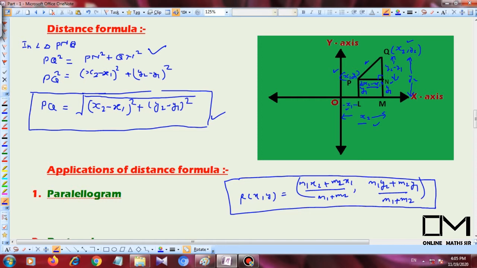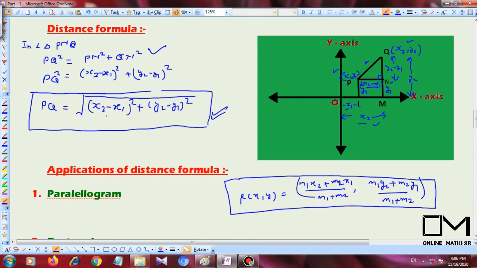So how do we find the distance between two points with the help of coordinate geometry? We use the formula PQ equals the square root of (x2 minus x1) whole square plus (y2 minus y1) whole square. Here x2 and x1 are the abscissas of two distinct points, and y2 and y1 are the ordinates of the two distinct points P and Q. Clear? So it is the square of the difference of abscissas plus the square of the difference of ordinates of the two distinct points. This is the distance formula.